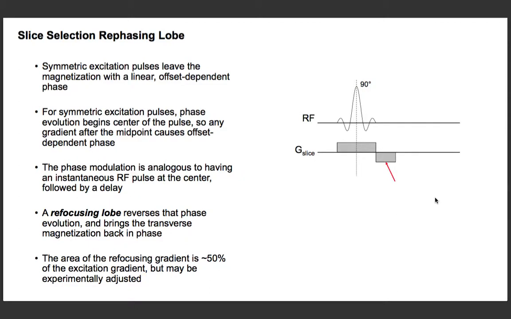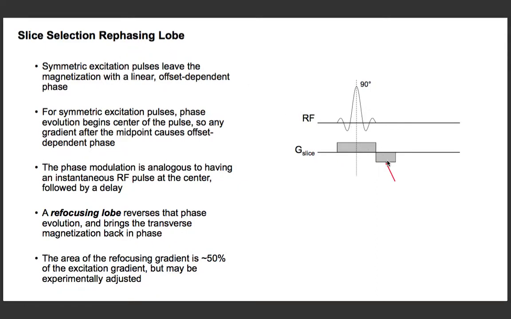A couple other comments I want to make about slice selection. This is what it looks like in a practical sequence. You play a shaped RF pulse like this while you have a slice select gradient on. And very commonly we'll use a slice refocusing gradient like this. So we call this a slice selection rephasing lobe.